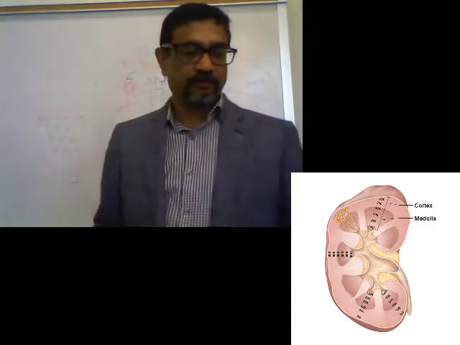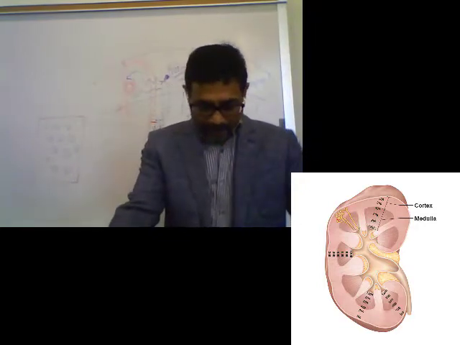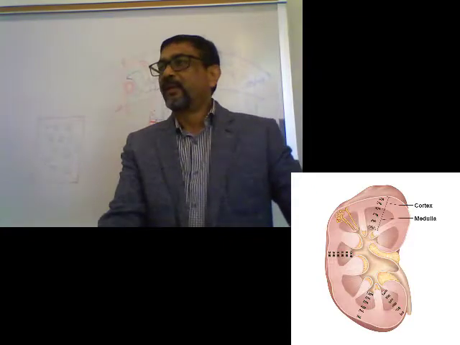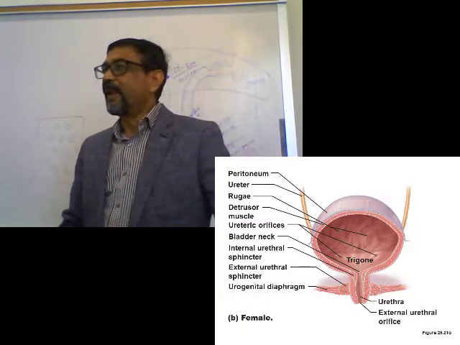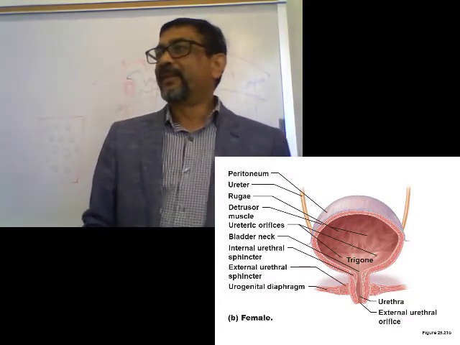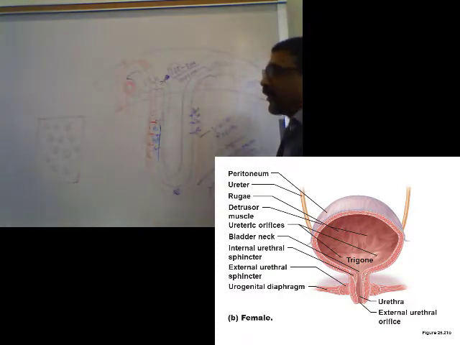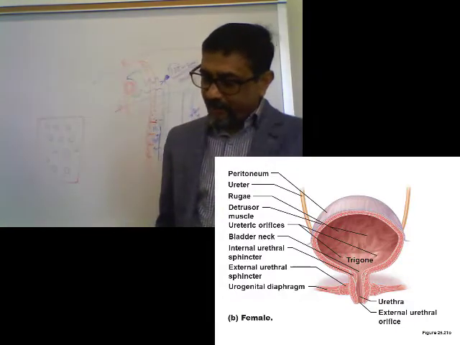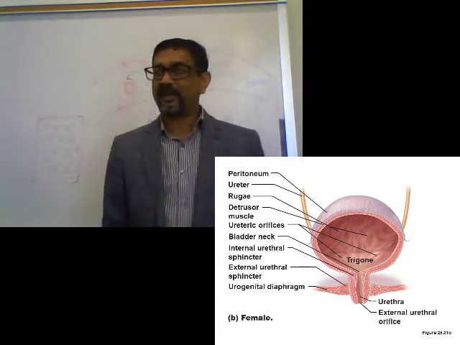Urinary bladder. Urinary bladder is a hollow organ located in the pelvic cavity, and the function is holding or storing the urine for few to several hours. In the wall of the bladder, you have three layers. Innermost epithelial lining is transitional epithelium.